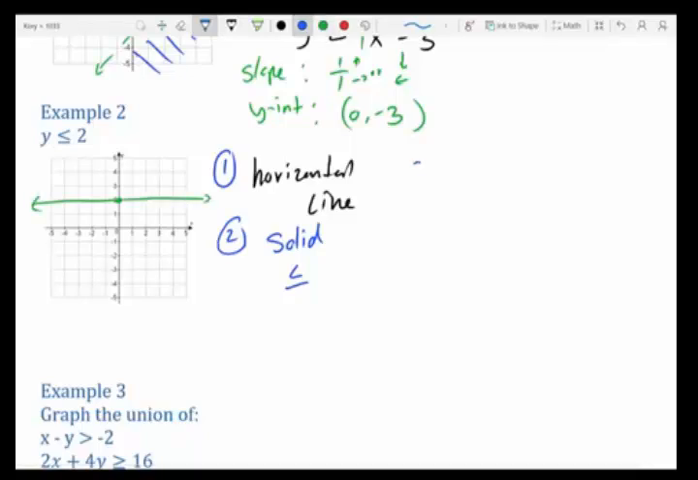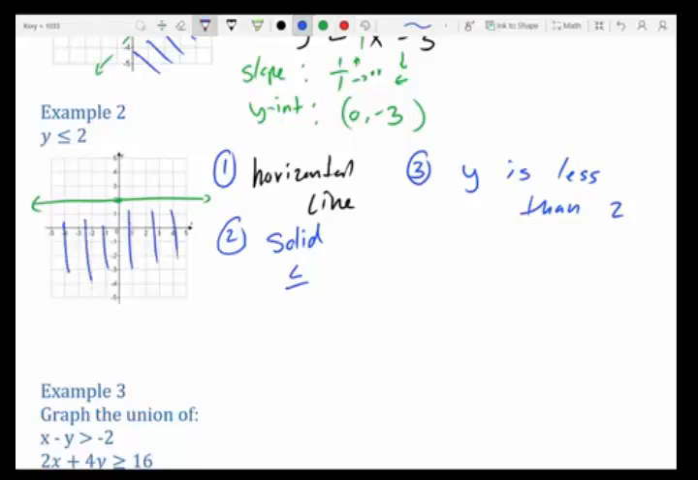And now we need to read it. y is less than 2. So if it's less than 2, we shade below. I want to do another one with just x. I'm going to add it in here.